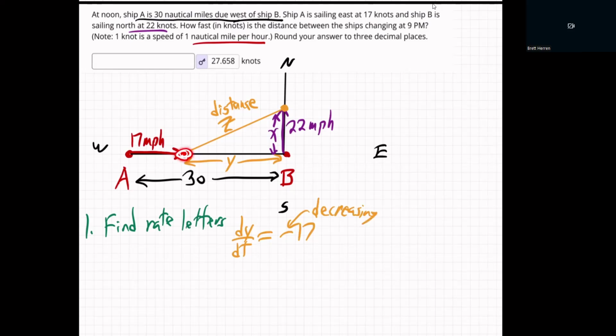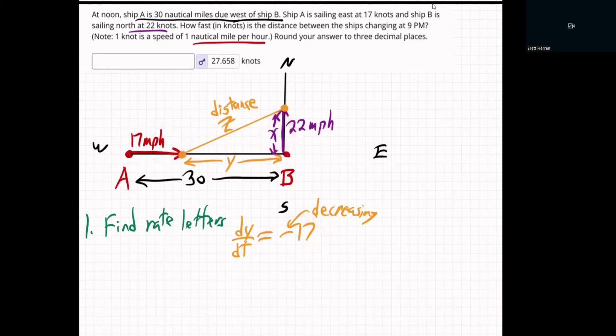Y is how far from where the ship is now to that central point, and that's shrinking. It started off 30 nautical miles away, but it's going towards that at 17 nautical miles per hour. So that means the Y, the distance from where the ship is to that central point, is shrinking by 17 miles every hour, decreasing.